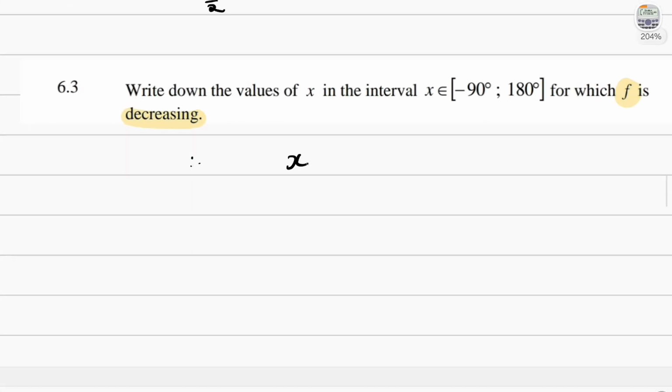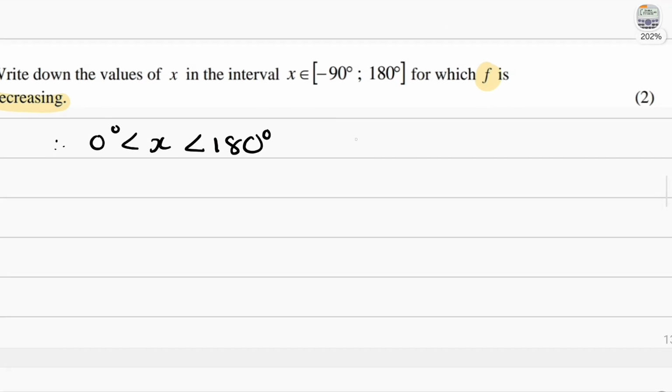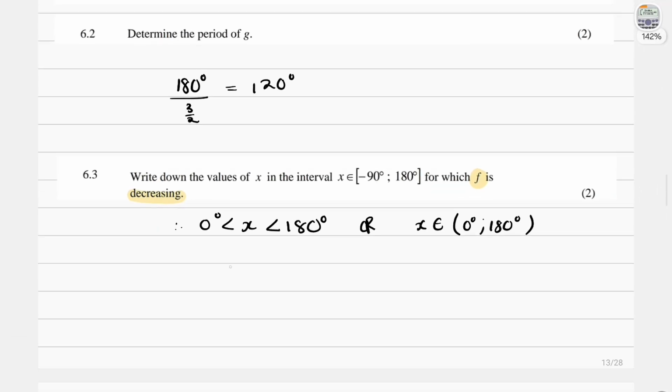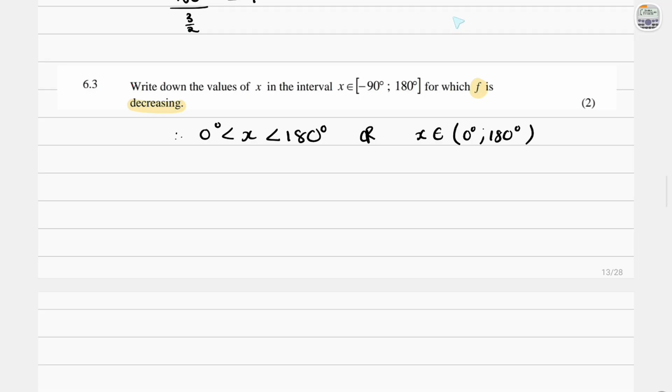So we'll tell them x is greater than 0 degrees, but less than 180 degrees. We could also write them in intervals. So it could be like this. You could say x is an element of, and we're going from 0 degrees to 180 degrees. But notice that 0 degrees and 180 degrees are not included values. So you would use round brackets. And that is our answer. You can write it like this or like this. Moving on to the next question.